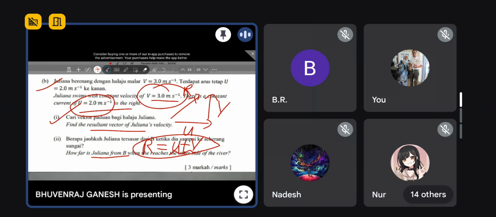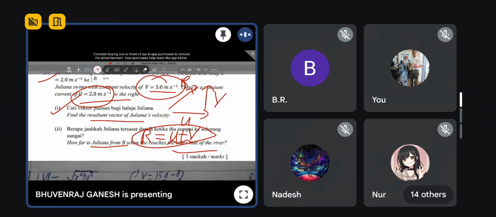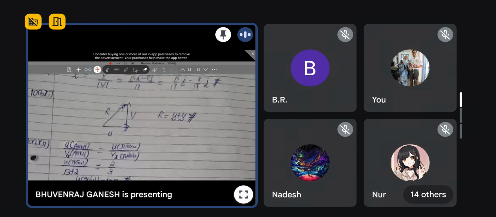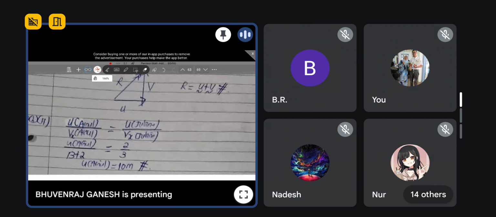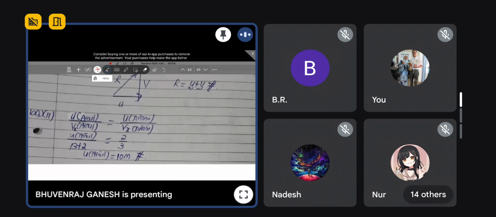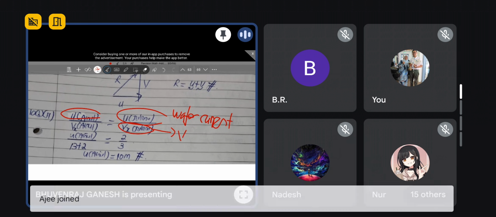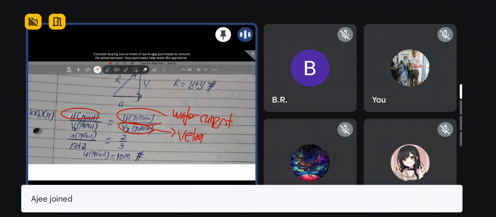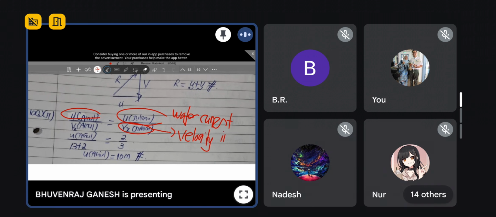All right. And then second question, they ask you how far is she from the other side of the river. So this case, okay, this one a bit challenging. You must use ratio actually. Okay, so how to do the ratio? Ratio over here is we are comparing. This is the water current, aliran arus air. This is water current. This one is the velocity of the person. Velocity in the horizontal direction.